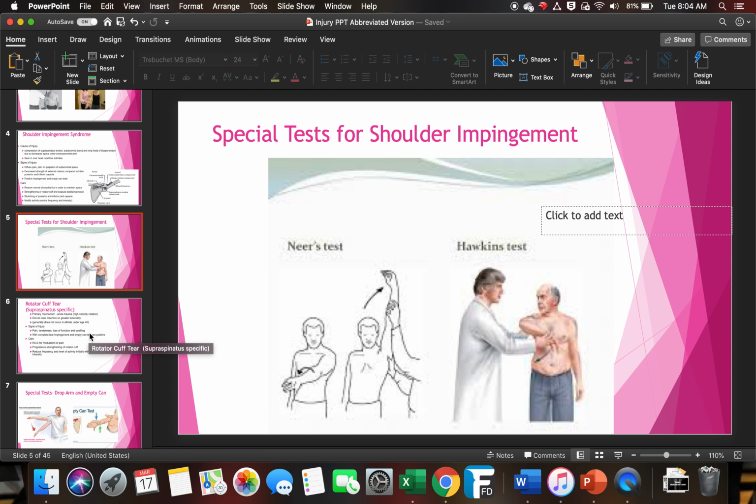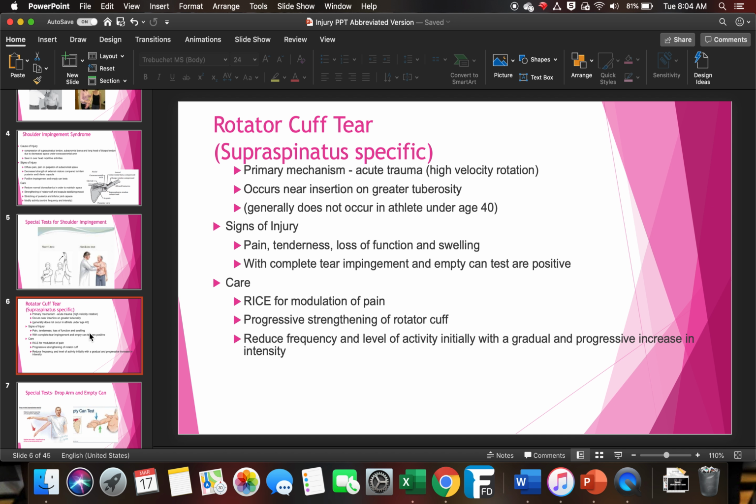Okay, next injury is a rotator cuff tear. And we're talking mainly here about the supraspinatus because you should have learned yesterday, I believe, that there were the 4 muscles that make up the rotator cuff. And we're talking today specifically about a supraspinatus specific tear.